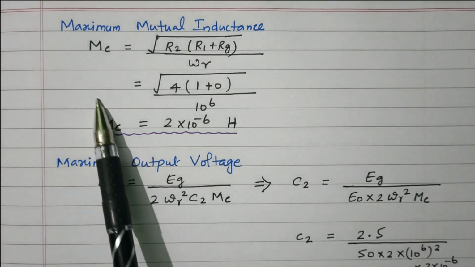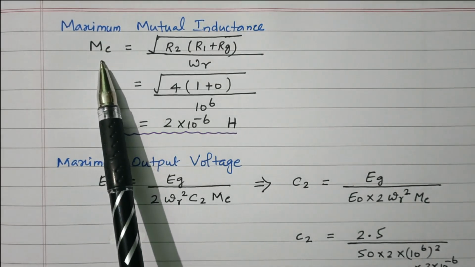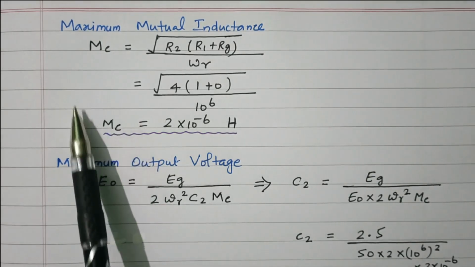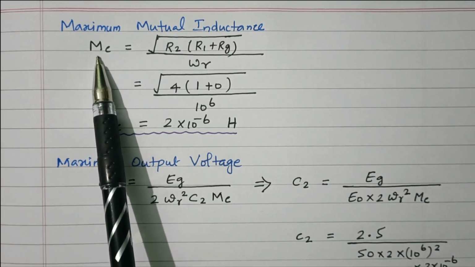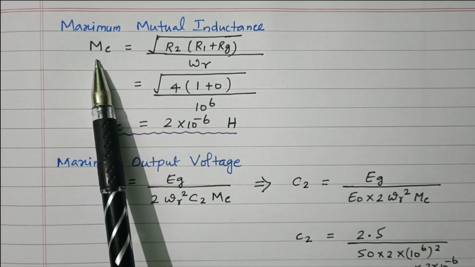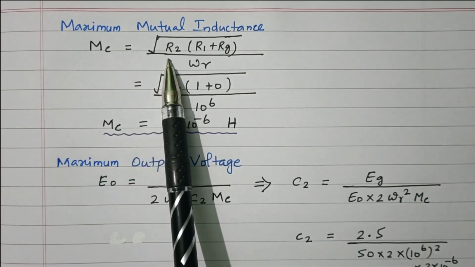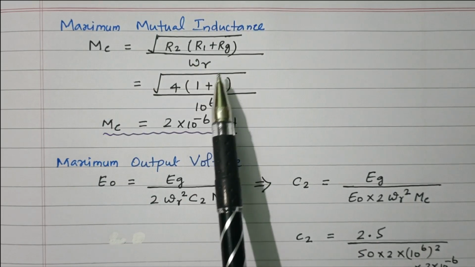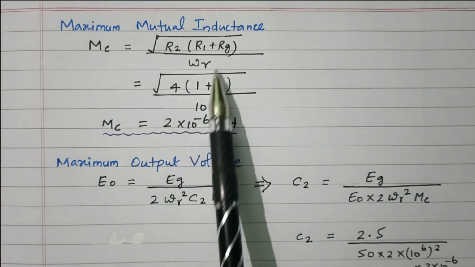So next we will find the critical coefficient, maximum mutual inductance. From that we will find the maximum mutual inductance, MC. Thereafter we will find L2. So MC equals the square root of R2 times (R1 plus Rg) divided by omega R. So all the values are available.